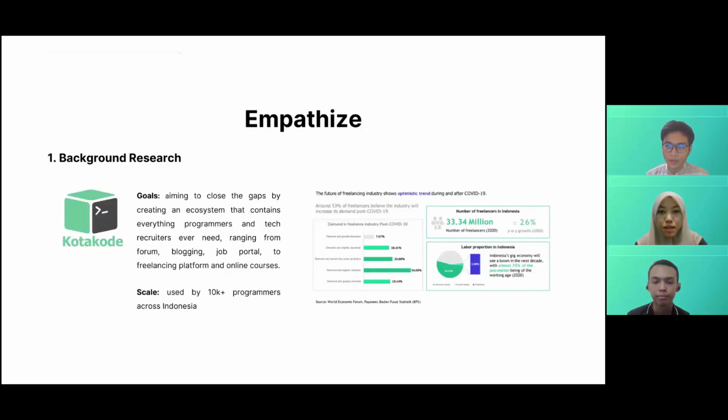Then we develop this platform using the design thinking process. The first stage is empathize. As the starting stage in developing the design, we should understand the company itself, and here we did the company background research first.